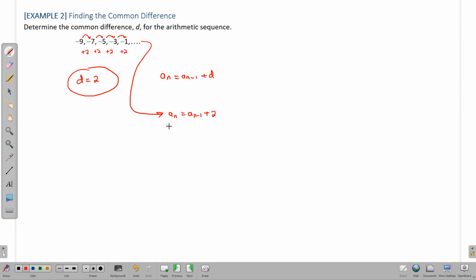So this is the recursive formula, but whenever you write a recursive formula, you also need to tell what is the starting value. So you'd have to say the first term is negative 9. If you don't tell the starting value, there's no way to generate the whole sequence. Okay, let's try the next one.